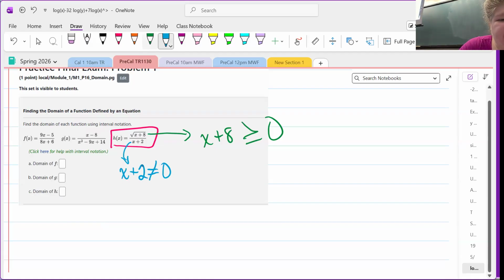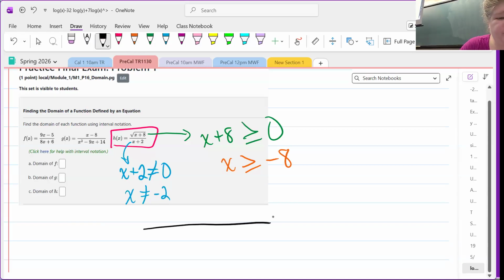So I can solve this non-equation by minusing the 2. So this tells me x is not allowed to be negative 2. And then if I finish solving my inequality, I minus the 8. I have that x is greater than or equal to negative 8. Now I need both of these statements to be true.